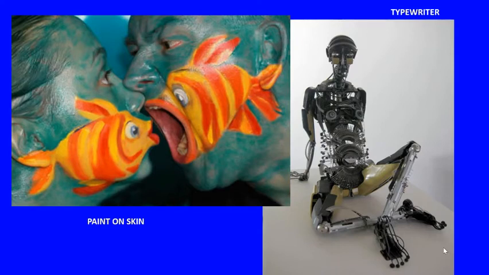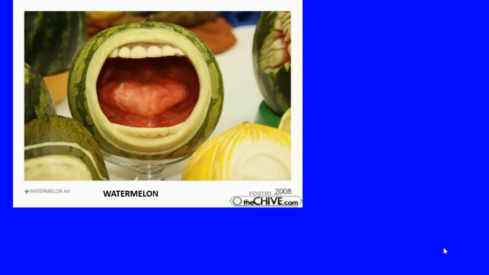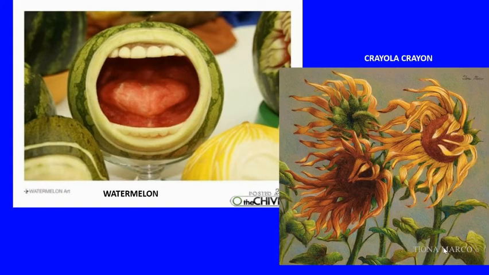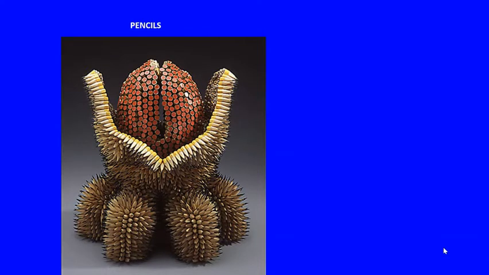Somebody took apart a typewriter and turned it into a sculpture. You can make art with watermelons, and you can make art with Crayola crayons. Does this look like the drawings you did when you were little with Crayola crayons? Like, some people really get good at that. Instead of using pencils to draw, you can use pencils to make sculptures.